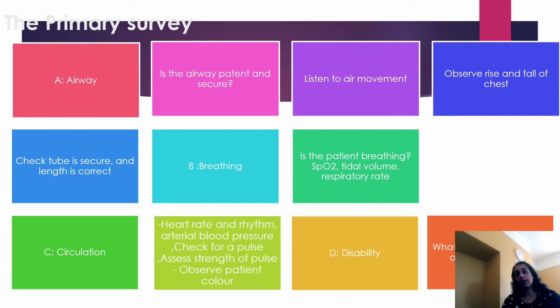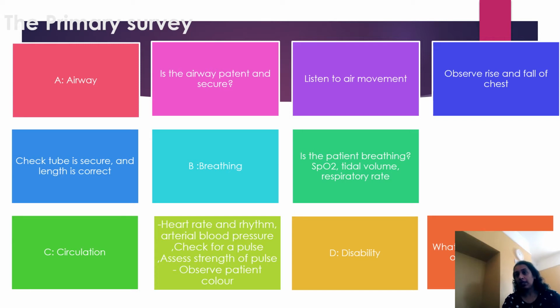Then we go to the circulation. In the circulation, as we all know, it's the heart rate, rhythm, and the blood pressure. Most of the patients will be monitored by arterial blood pressure, invasive blood pressure. Then the type of the pulse, the strength of the pulse, and the color of the patient all come under C.